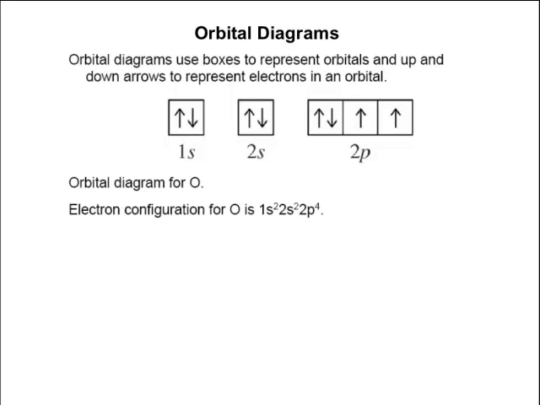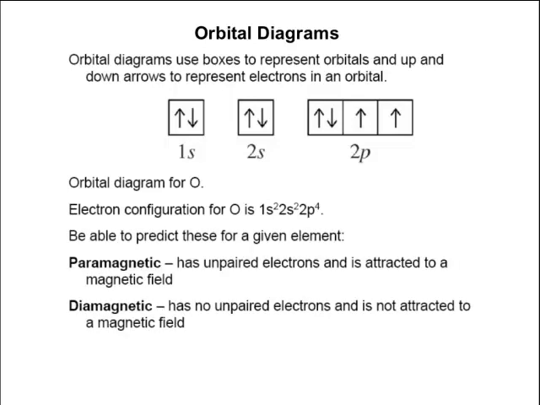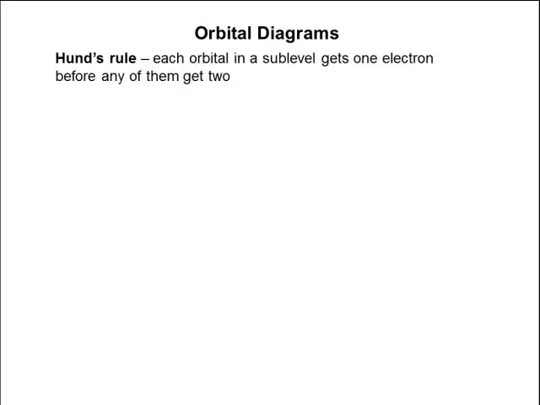All right, now the importance of seeing whether we have paired electrons versus unpaired electrons is that it allows us to predict the property of something being paramagnetic versus diamagnetic. Something that is paramagnetic is going to have unpaired electrons, and it's going to be attracted to a magnetic field. Something that's diamagnetic is going to have no unpaired electrons, everything is going to be paired up, and it's not going to be attracted to a magnetic field. So just by knowing where those electrons are at, we can predict whether an element is going to be paramagnetic or diamagnetic. But with these orbital diagrams, we have to worry about Hund's rule.